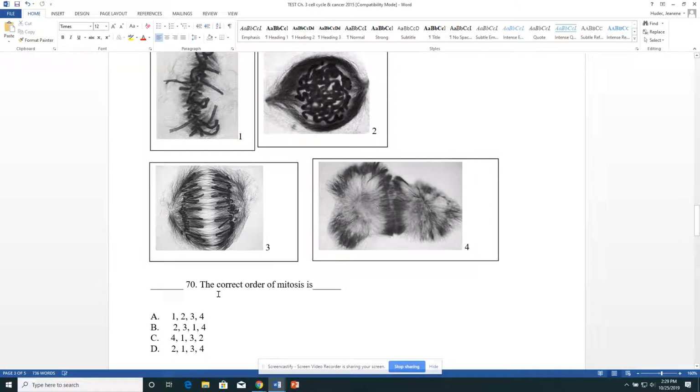Okay, back to the test. This is part 2. Here we are on question 70. You've got these stages of the cell cycle of mitosis. What order do they happen in? A, 1, 2, 3, 4. B, 2, 3, 1, 4. C, 4, 1, 3, 2, or answer D, 2, 1, 3, 4.